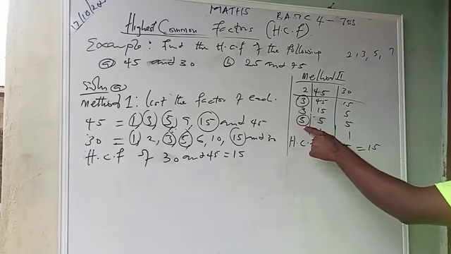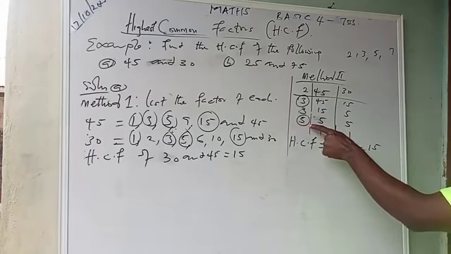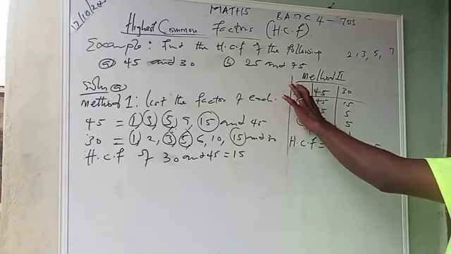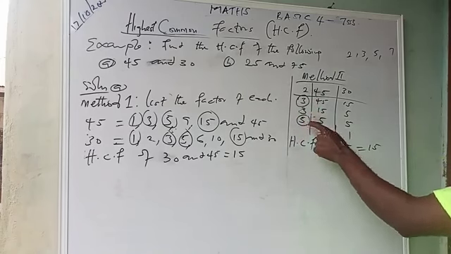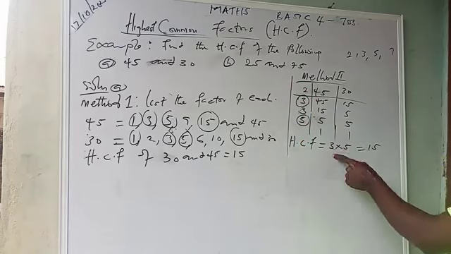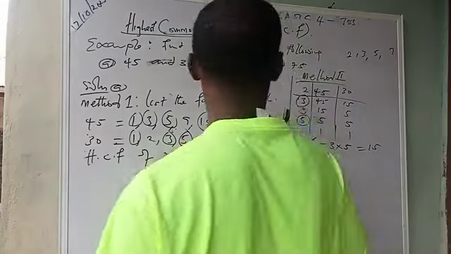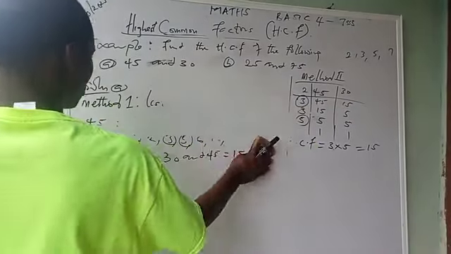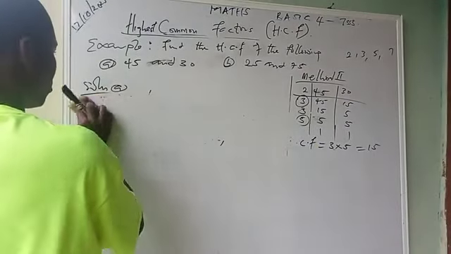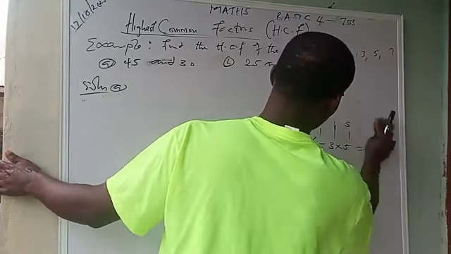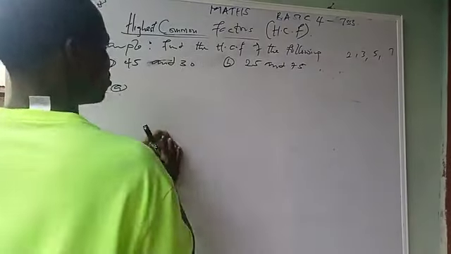Then second, we can see that 5 divides them also: 5 here, 1, 5 here, 1. So you circle the 2, you circle the 3, you circle 5. Then your HCF, when you multiply together, gives you what? Your 15. So let's see another example.